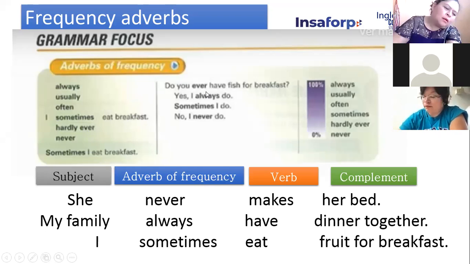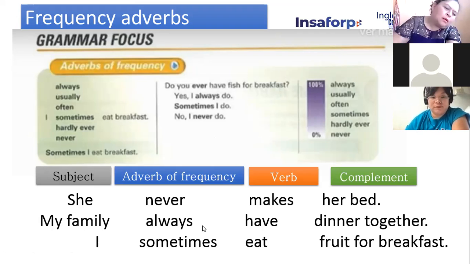When you make a question, it's like this. Do you ever have fish for breakfast? It's like, do you always have fish for breakfast? Yes, I always do. Sometimes I do, or no, I never do. So this is the way you can answer, right? We have other examples here. She never makes her bed. Nunca ordena su cama. She never makes her bed.